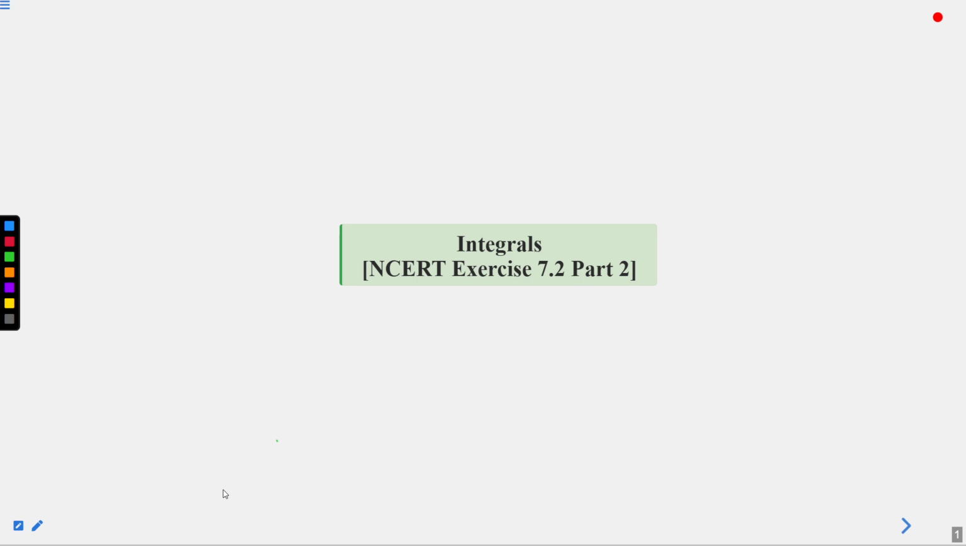In today's class, we will study NCERT exercise 7.2 part 2 actually. In the last class, we had done NCERT exercise 7.2 part 1. So in today's class, we will do 7.2 part 2. Okay, so let us start.